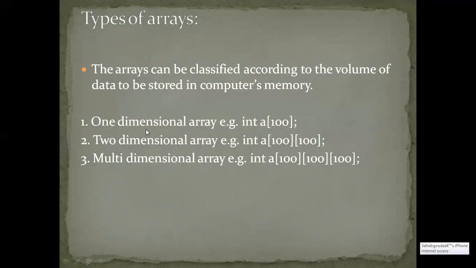The first classification is the one-dimensional array. A one-dimensional array can be represented like this, int a[100]. We have just seen the example. The second classification is the two-dimensional array. How do we denote a two-dimensional array? int a[100][100]. I'll tell you what this is: this is the row and this is the column value. The third one is the multi-dimensional array, and this is how we can represent it.